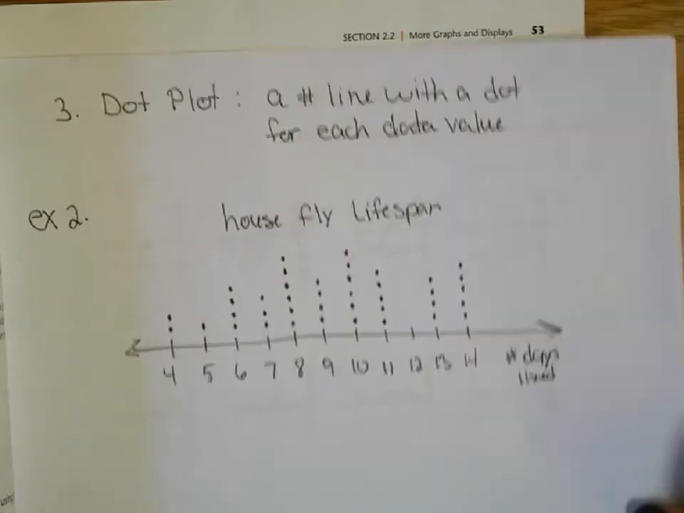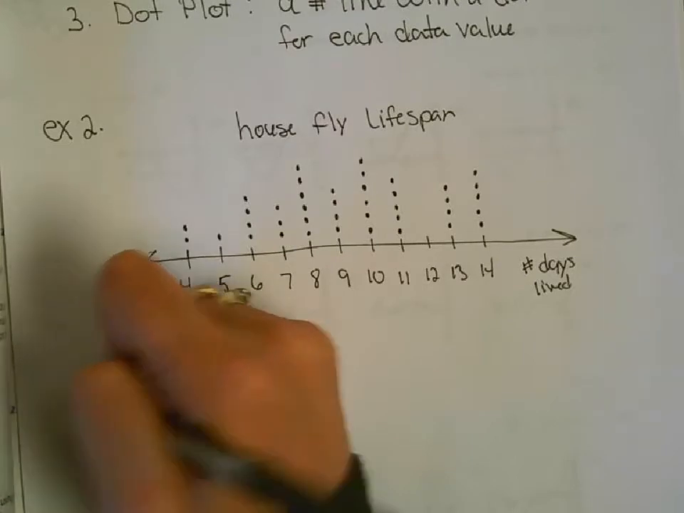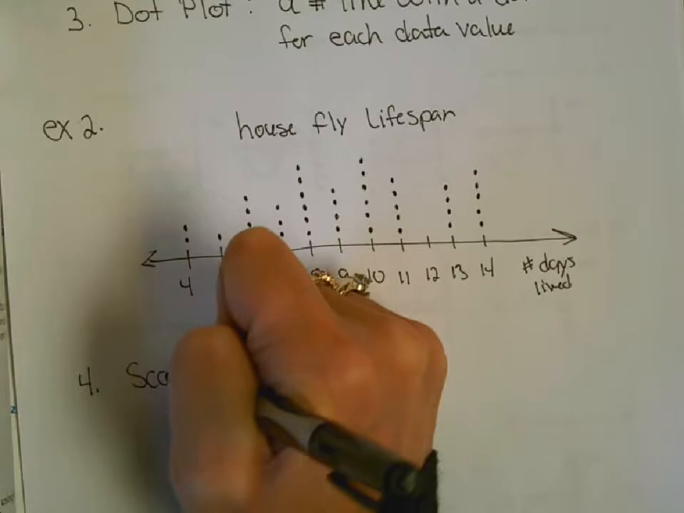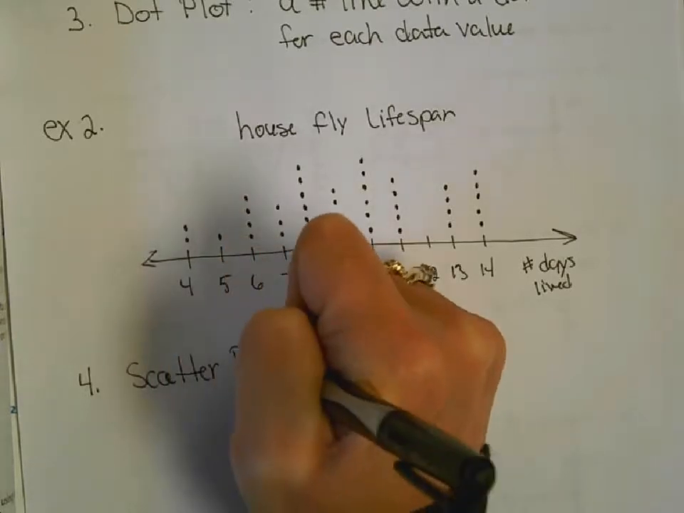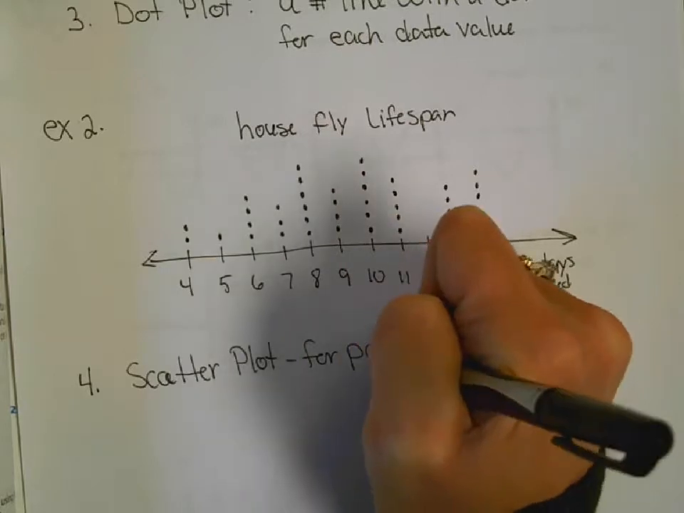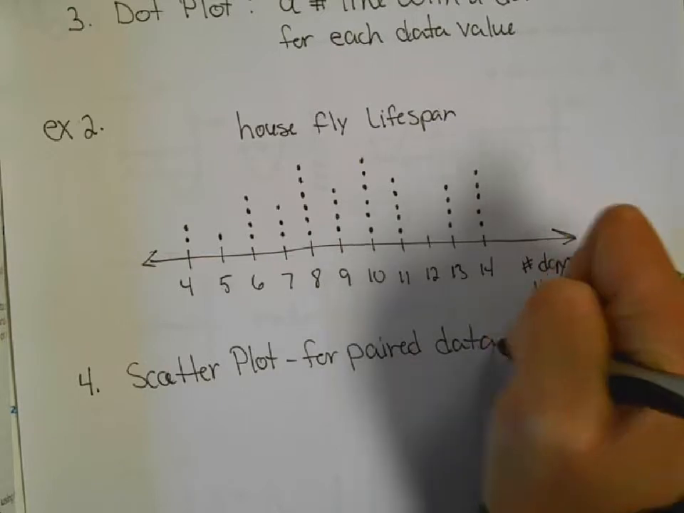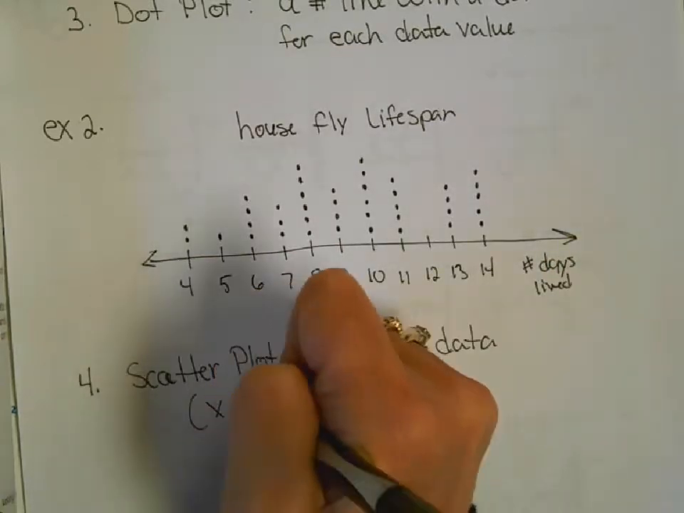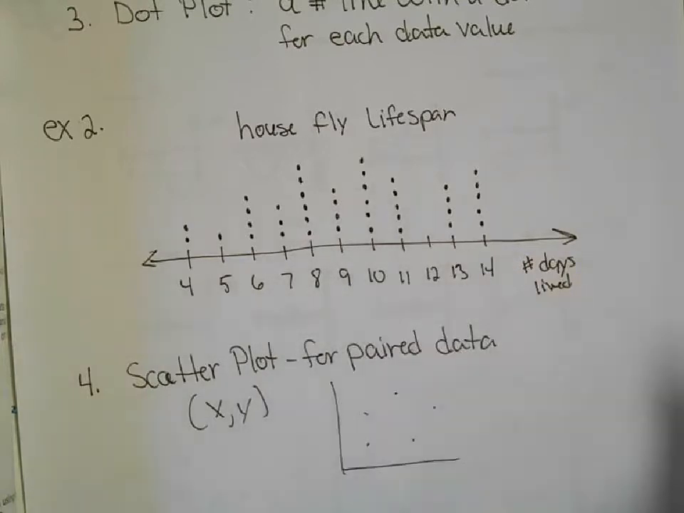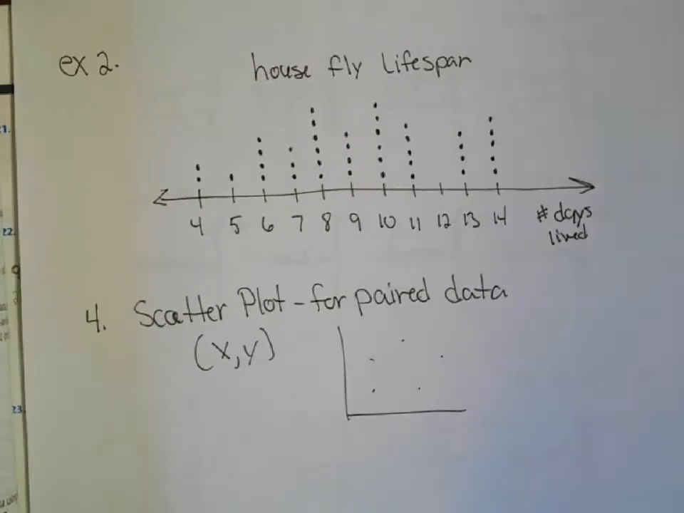Okay, the next type of graph I'm not going to do an example of because you've been doing them forever. It's just a scatter plot for paired data. So when they give you XY ordered pairs, you know enough how to plot them. So I'm not going to waste time on that. I'll give you one in homework.